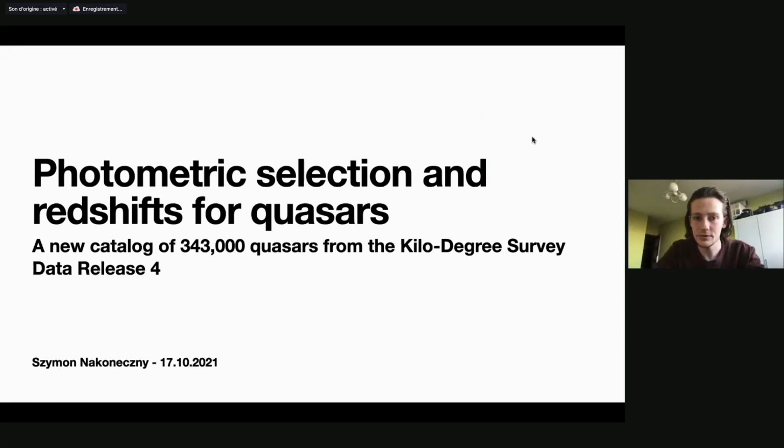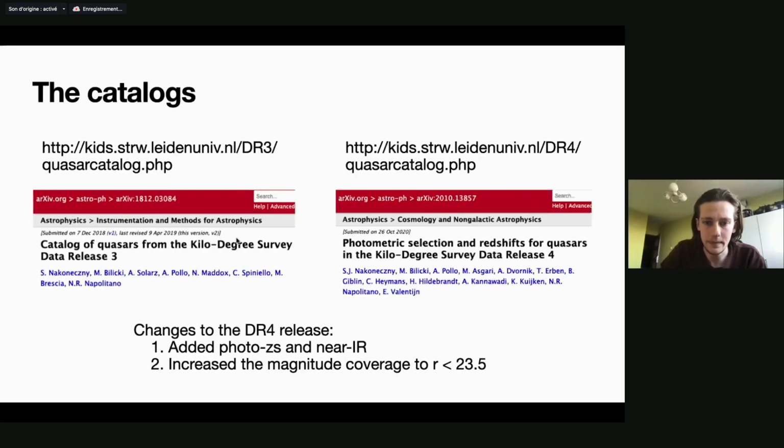So I'm based in Warsaw, Poland, and today I would like to show you my work I've done in the Kilo-Degree Survey on photometric selection and redshifts for quasars. The work was published in two papers, the second one at the beginning of this year.